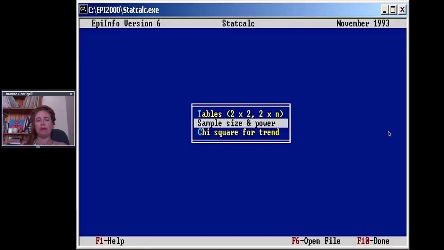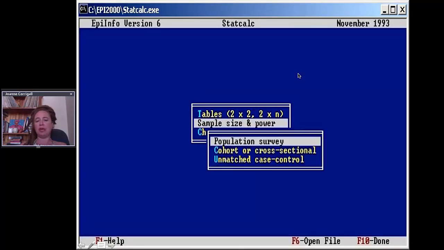So coming back to our example, to calculate this value we would go to Epidata or Epistat, StatCalc, EpiInfo, which is freely available, and I've got the link a few slides down. And here you can see you have many options to do tables, chi-square tests. So here you would select sample size and power, and then we would select population survey because that's what we're doing to try and establish the prevalence of COPD.